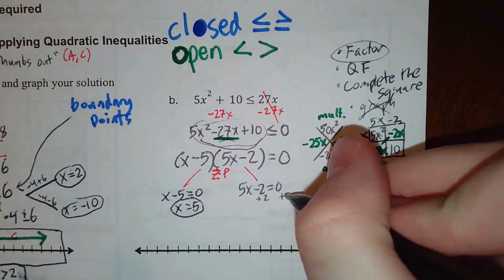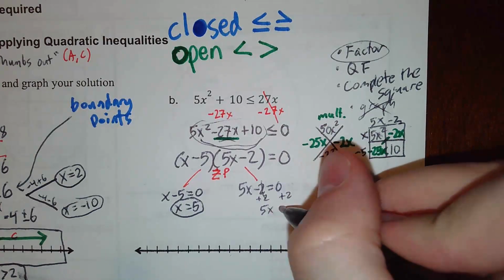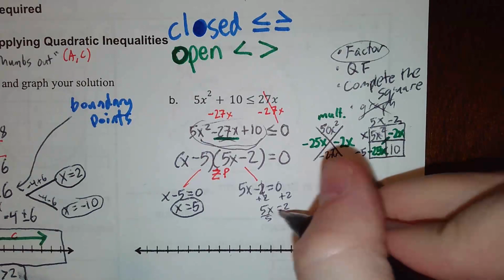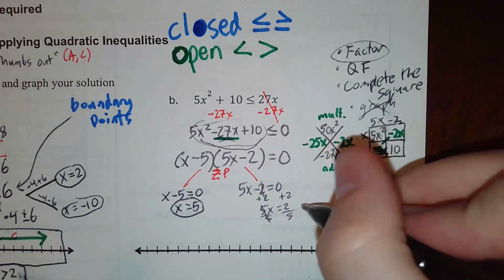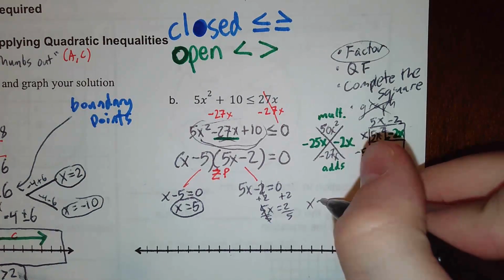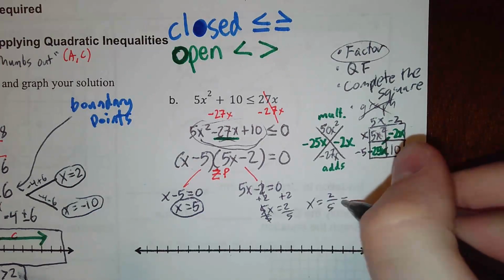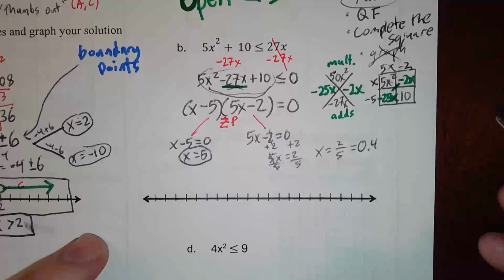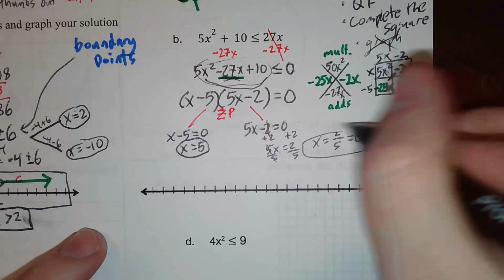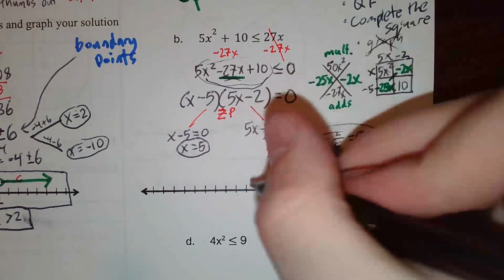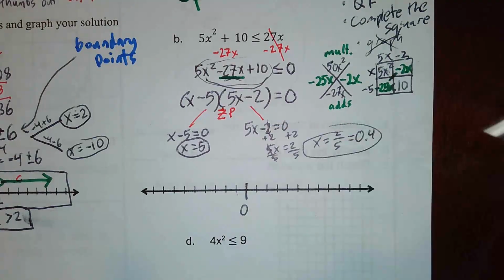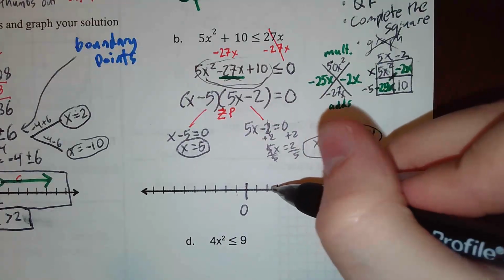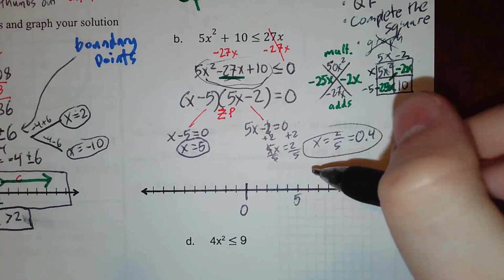And solving this, I will get 5x equals 2, divide by 5. We get our second solution, which is 2/5. X equals 2/5, which is, if you divide those two numbers, you'll get 0.4. So I'm going to plot those two numbers on my number line. Might as well call this 0 here. 1, 2, 3, 4, 5 will be right there.